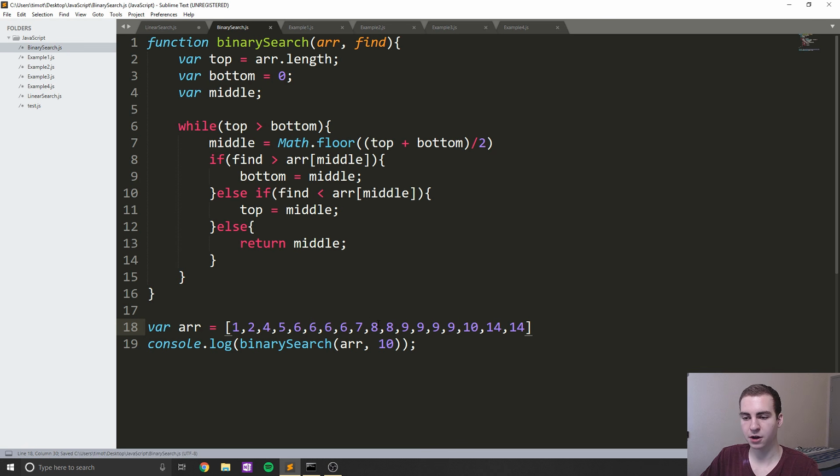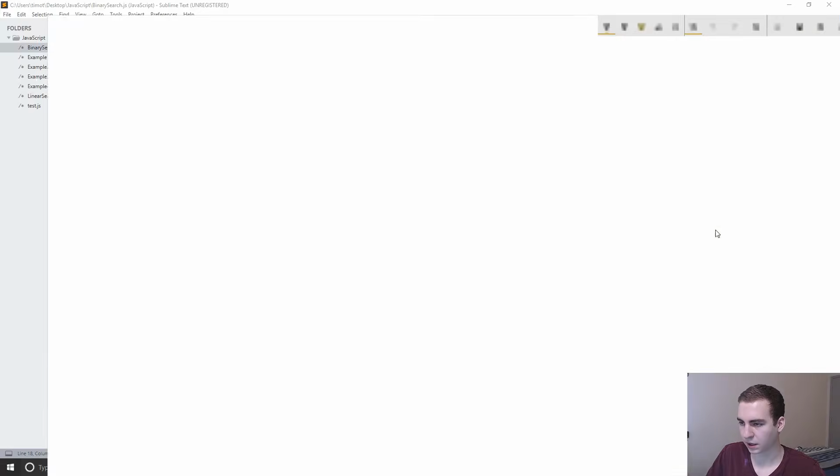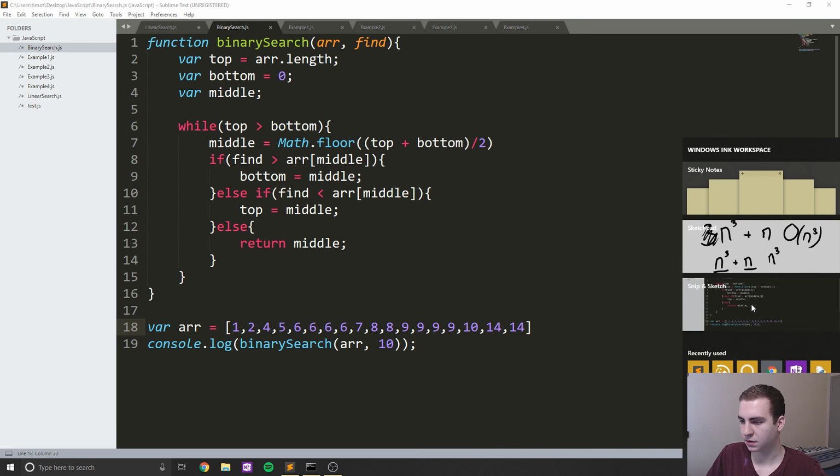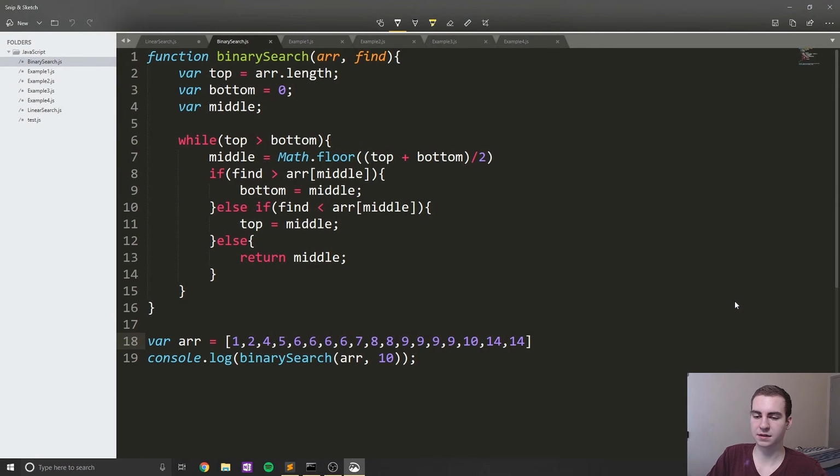So now let's try to figure out how many operations this takes. Let's bring up our drawing thing here. Or that's not the one I wanted. Sorry, one second. I want this one. And let's dissect this. So we have a list. Let's say we have a list of 1, 2, 3, 4.